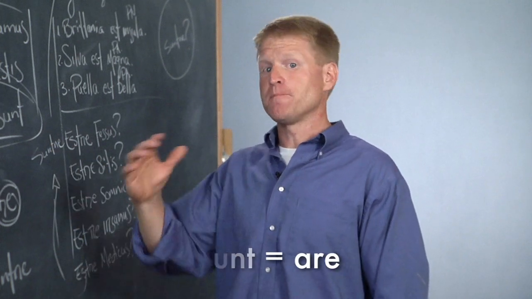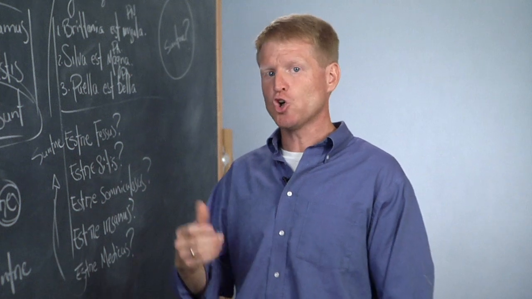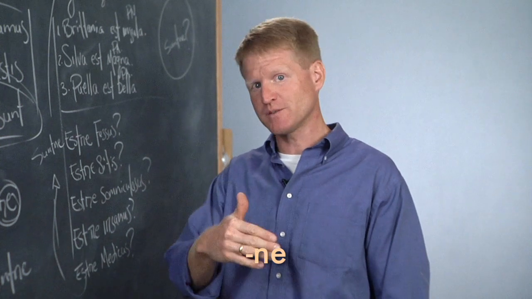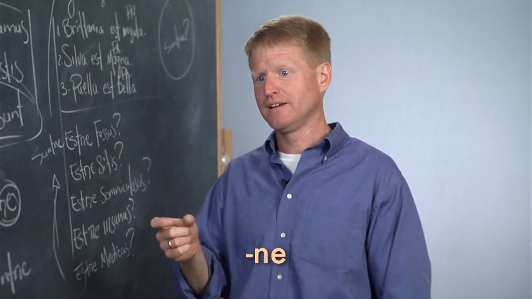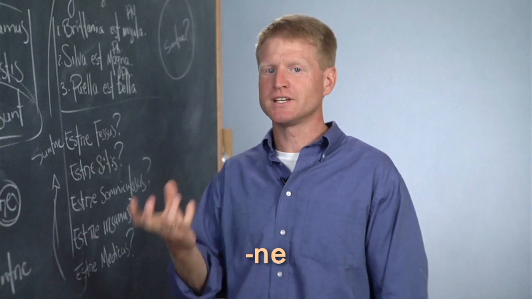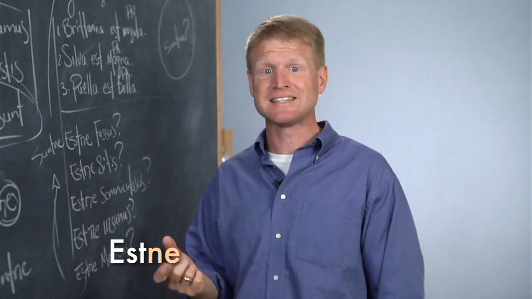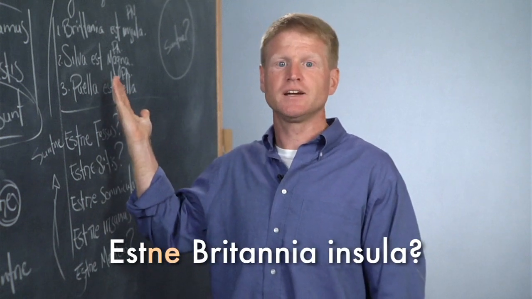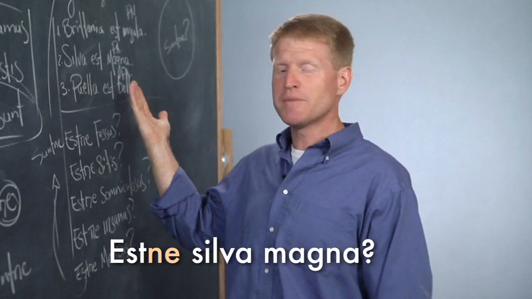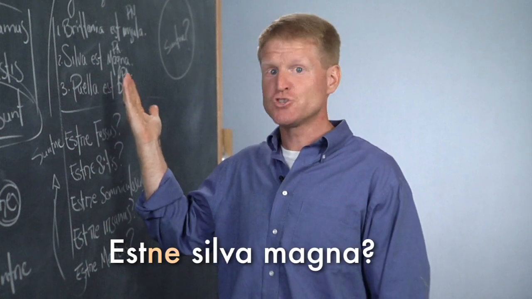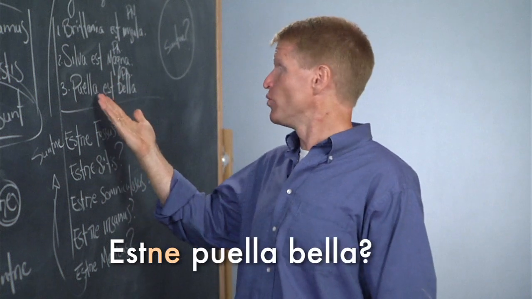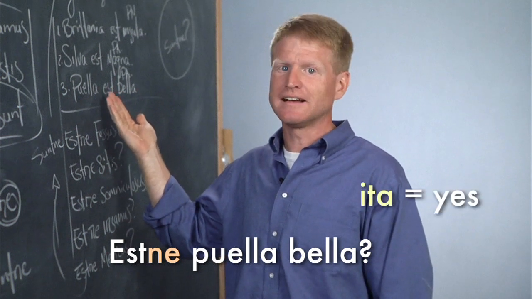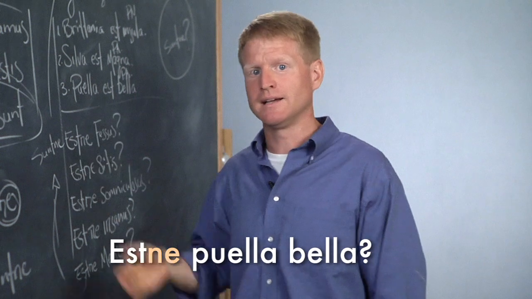Very easy to use. Now, to turn these into questions, also very simple. All you do is take the little word, or the little ending, ne, this is inflection again, remember we talked about that, add ne to either of those words, and then take those words and move them to the front of the sentence. So, estne, I could say estne Britannia insula? Is Britain an island? Yeah, Britannia est insula. Estne silva magna? Is the forest big? Silva est magna. Estne puella bella? Is the girl beautiful? Ita, yes. Puella est bella.